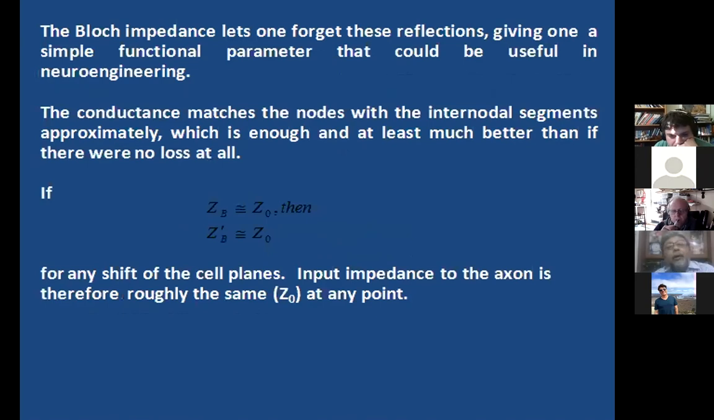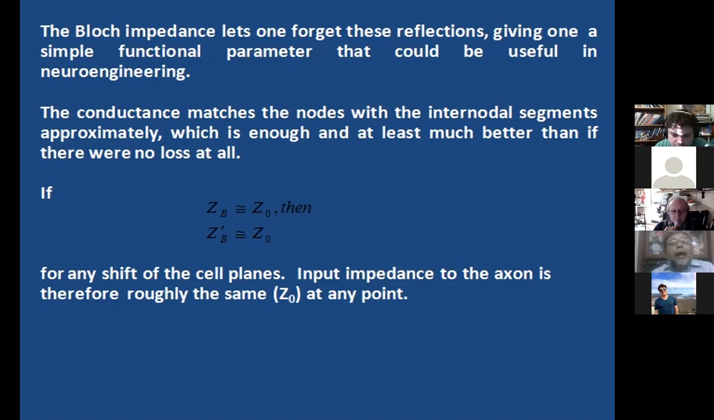Now the Bloch impedance, let's not forget these reflections, gives one a simple functional parameter that could be useful in neuroengineering. The conductance matches the nodes with the internodal segments approximately, which is enough and at least much better than if there were no loss at all. So if ZB equals Z0, then ZB prime equals Z0. Any shift of the cell trains the input impedance, which is therefore roughly the same at any point.